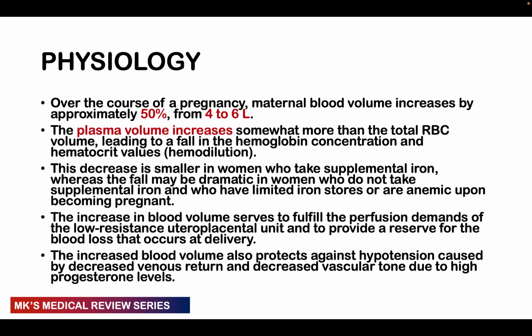Remember that over the course of pregnancy, the mother's blood volume increases by approximately 50%. So that's an increase of about 4 to 6 liters. This plasma increase is somewhat more than the increase in the total number of red blood cells. So there is some sort of hemodilution, because now you have more plasma and the total red blood cells almost remain the same. So it will look like you have less red blood cells in essence.